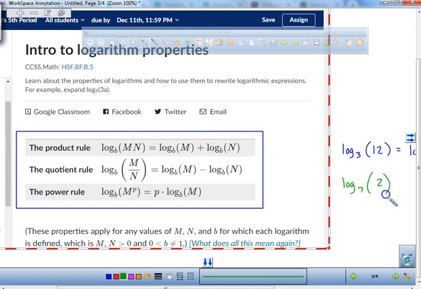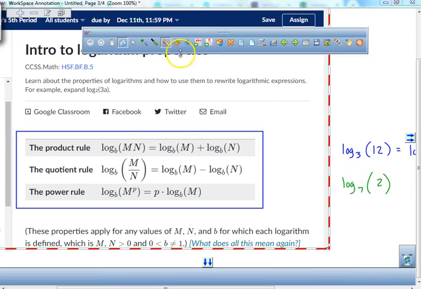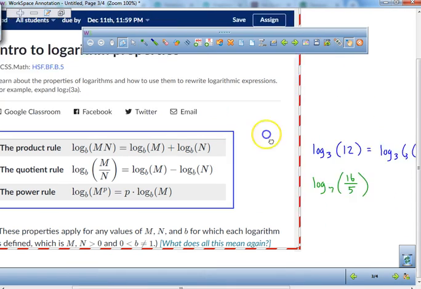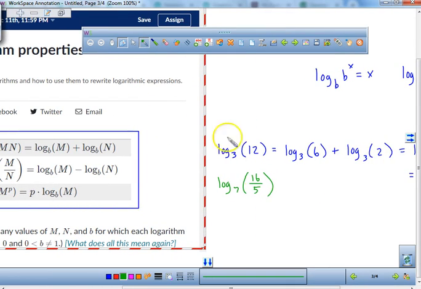All right? Or let's start with a fraction. Yeah, let's start with a fraction. Let's say like 16 over 5. So 16 over 5. All right? So if I have this right here, using the quotient rule, I can break it down.